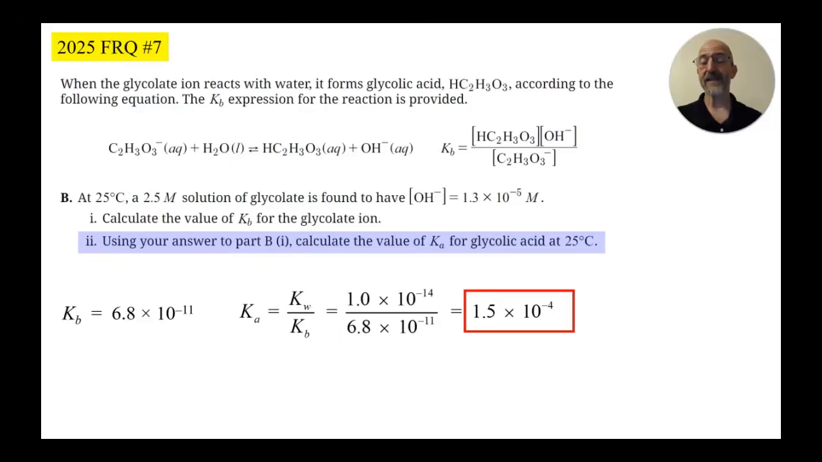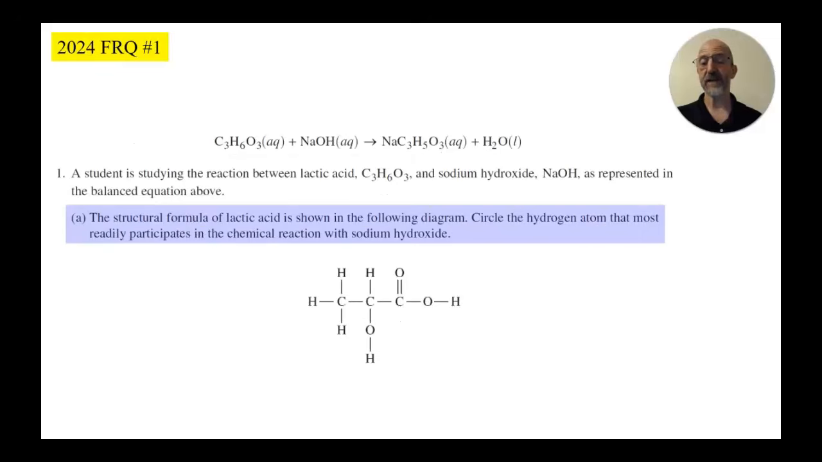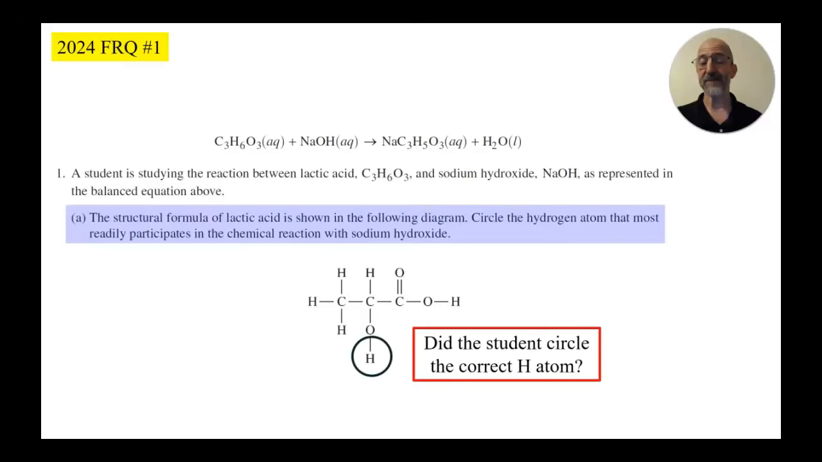Our next acid-base free response question is we have to circle the hydrogen atom that most readily participates in a chemical reaction. And you might know what are called carboxylic acids. But if you don't know what a carboxylic acid looks like, you might circle the wrong hydrogen atom. So the student did not circle the correct hydrogen atom.